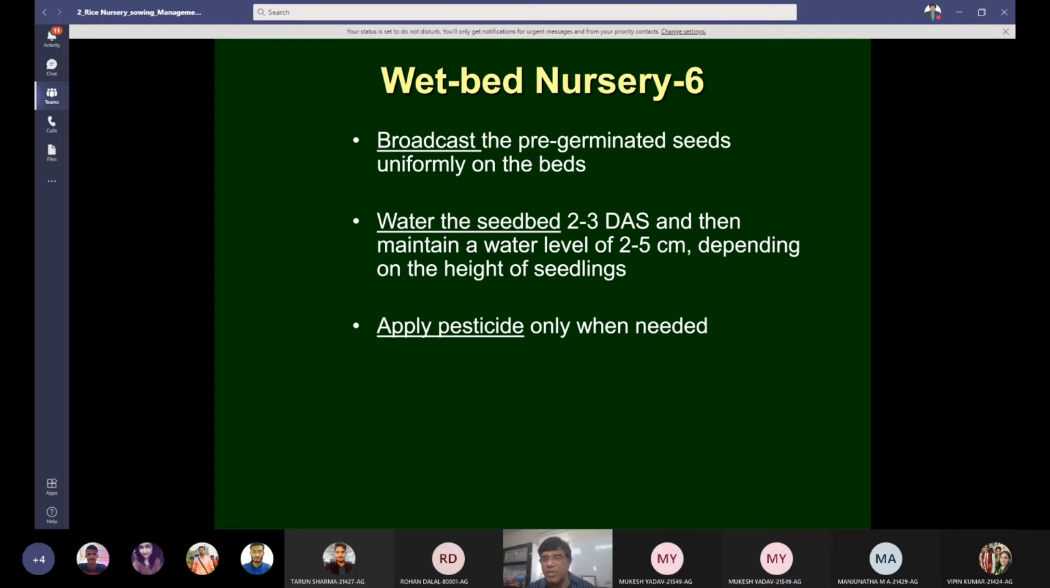Water the seed bed 2 to 3 days after sowing, and then maintain a water level of 2 to 5 centimeter. That is why it is known as wet bed nursery. You need to keep your beds wet, always wet, depending on the height of the seedling. Means seedling should not get submerged in the water, but they should get enough water.